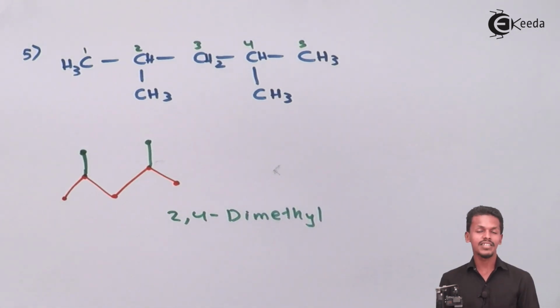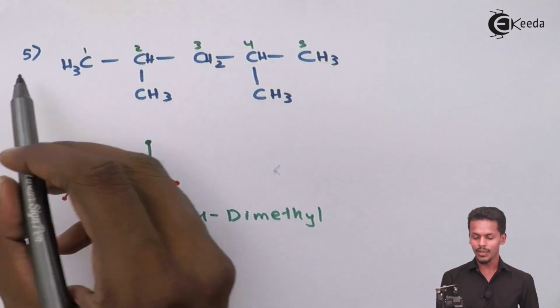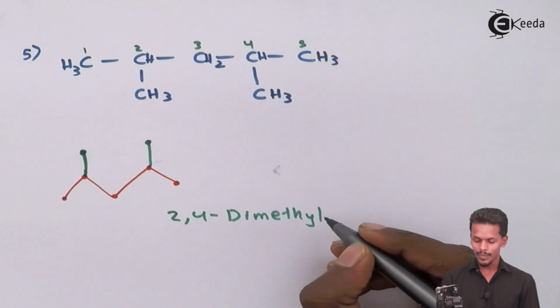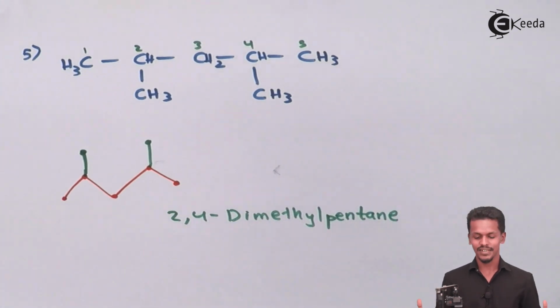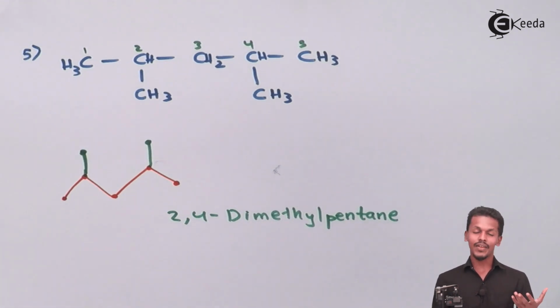And the total number of carbons present in the long chain, or the parent hydrocarbon that I am talking about, is basically pentane, because 5 carbon atoms are present in a straight chain. So this makes the parent name pentane. Even this is very simple to understand. So this is the thing that we have got to know.